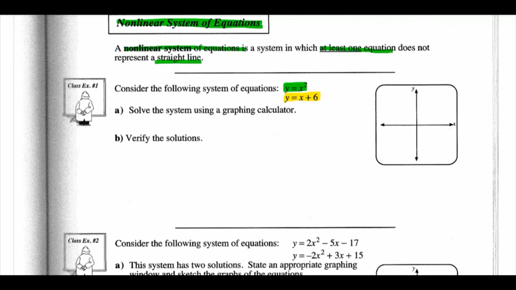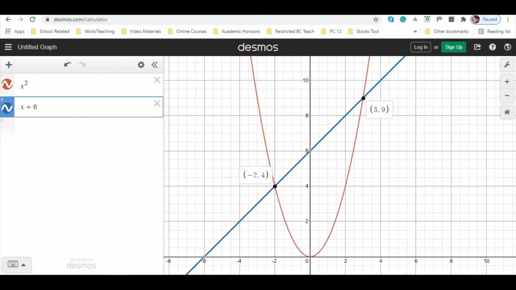If I go to my Desmos calculator, you can see here that the red one gives me the nonlinear equation. It's a parabola. And the second equation, the line, gives me just a straight line. So how do we get the solution?